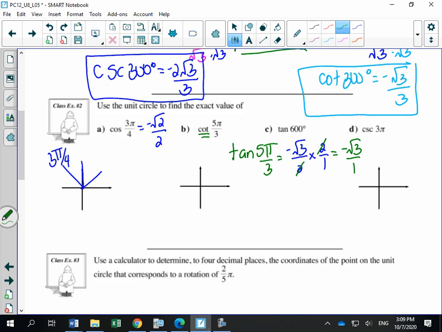Once you have what the tan of 5 pi over 3 is, the cotan is simply the reciprocal. So the cotan would be negative 1 over root 3, and then we have to rationalize. So the cotan would be negative root 3 over 3.